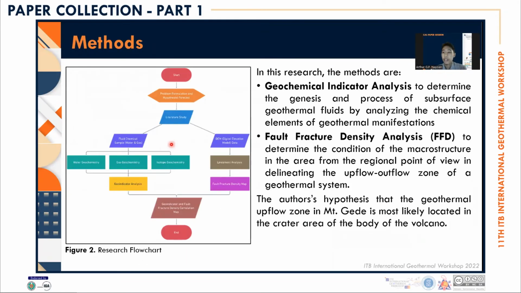Okay. Next are the methods. There are two primary methods we are using in this research. The first is geochemical indicator analysis to determine the genesis and process and also the characteristic of the geothermal manifestation from the chemical element. And then the fault fracture density analysis to determine the condition and the characteristic of the microstructure in our research area to know about the geothermal fluid flow. And then the final result is we can delineate the upflow-outflow zone of the geothermal in the Mount Gede.